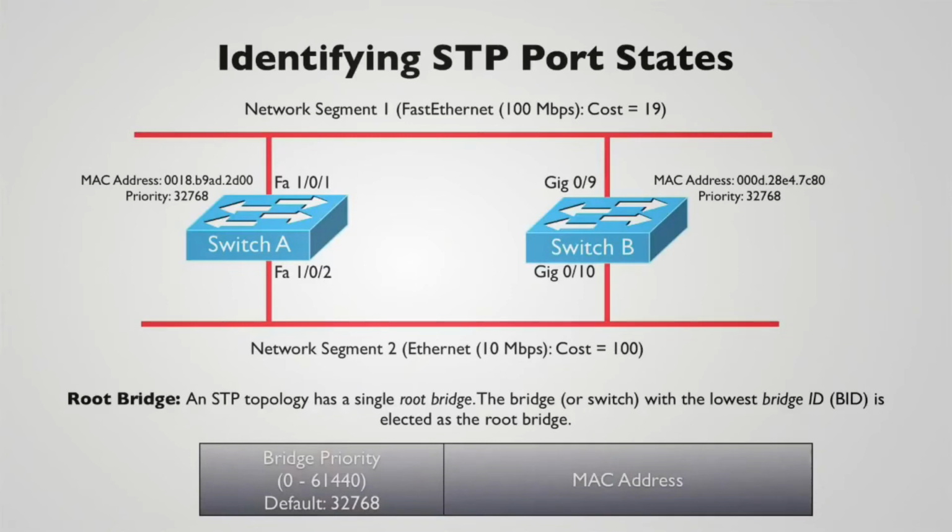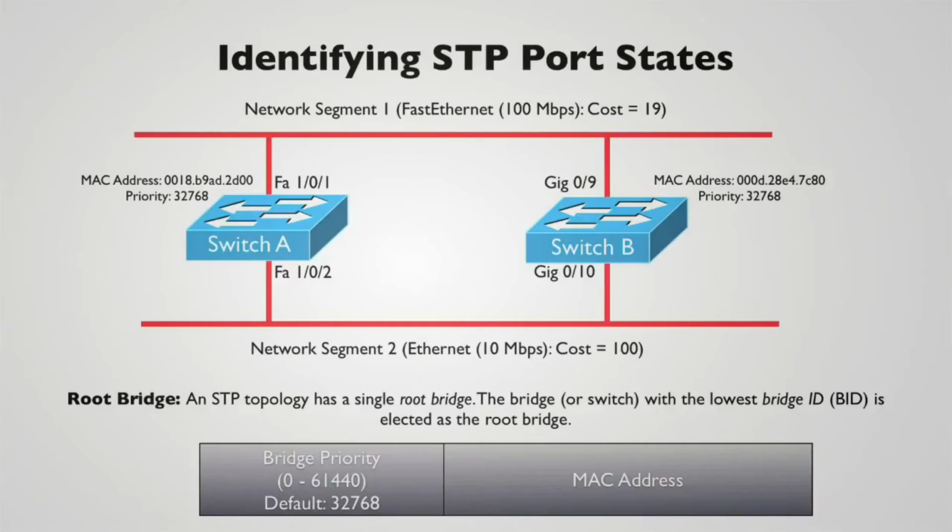By default, our Cisco Catalyst switches have a default priority of 32,768. And if we just leave them at their default priorities, then the MAC address becomes the tiebreaker. Whichever switch has the lowest MAC address becomes the root bridge. Let's take a look at this topology on screen. These are actual MAC addresses from a topology that I have set up right now. And both switches, switch A and switch B, have their default priorities of 32,768.